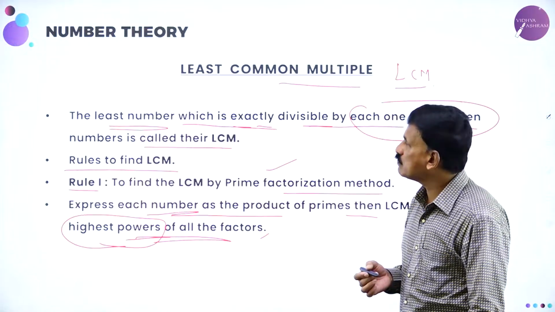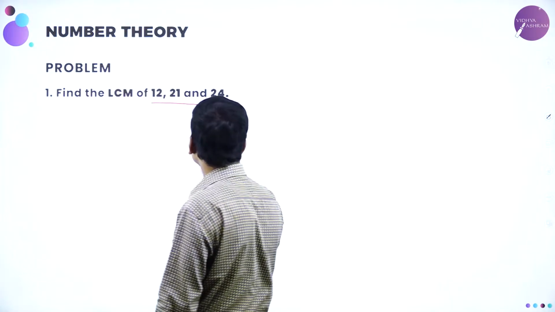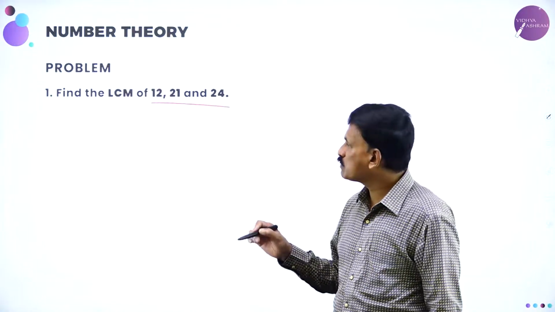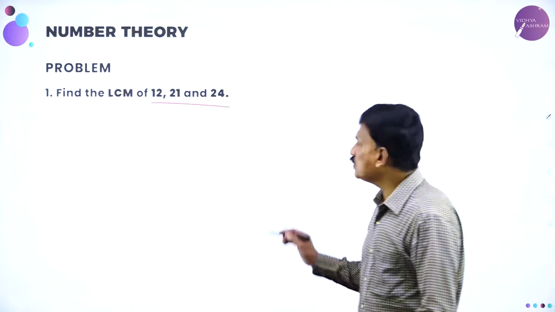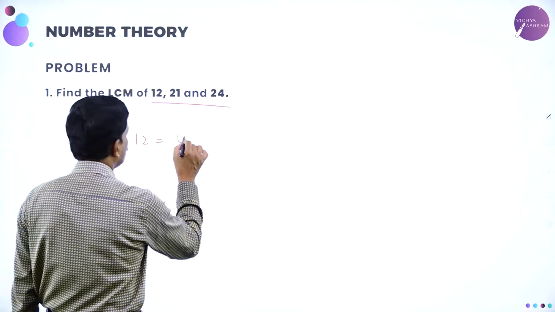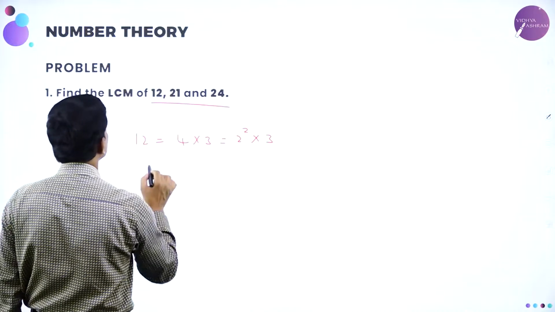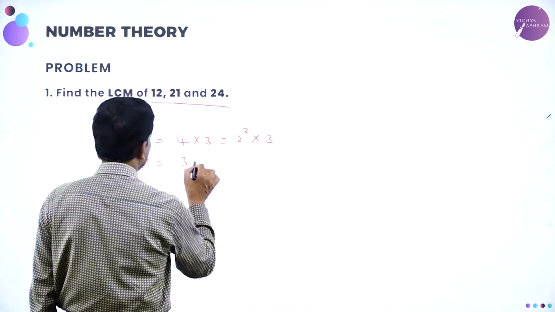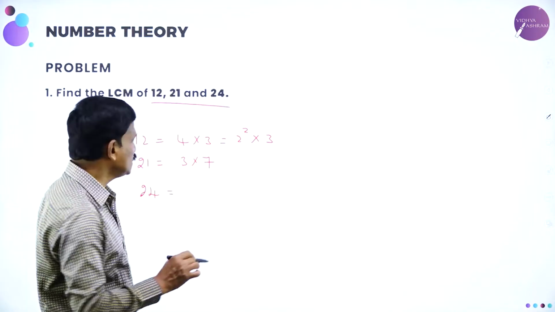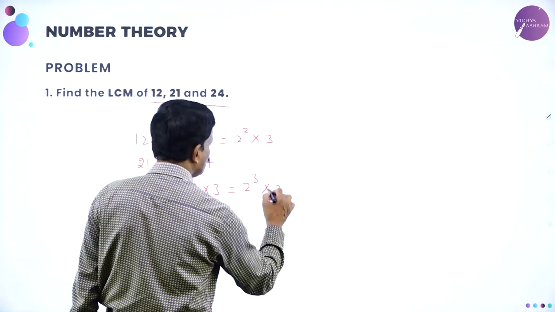Now let us take an example. Find the LCM of 12, 21 and 24. There are different methods to solve this, but let me explain the easiest method. Write down the factors of 12 first. 12 can be written as 4 into 3, that is 2 square into 3. Next, 21 can be written as 3 into 7. Next, 24 can be written as 8 into 3, and 8 can be written as 2 cube, so 24 is 2 cube into 3.